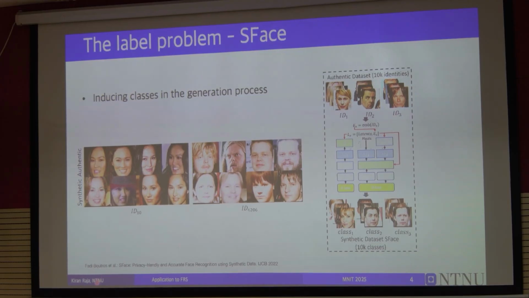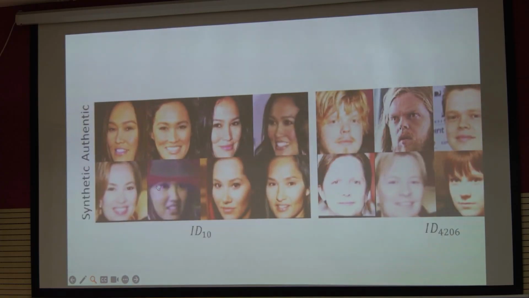So if I just zoom in a bit, you can see that this face and this face are not looking similar. This and this are not looking similar. Now this one maybe to some extent, this one maybe to some extent, right? So then there is a problem of labels.